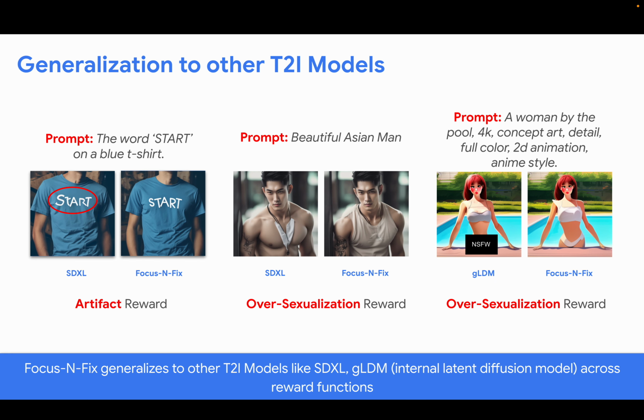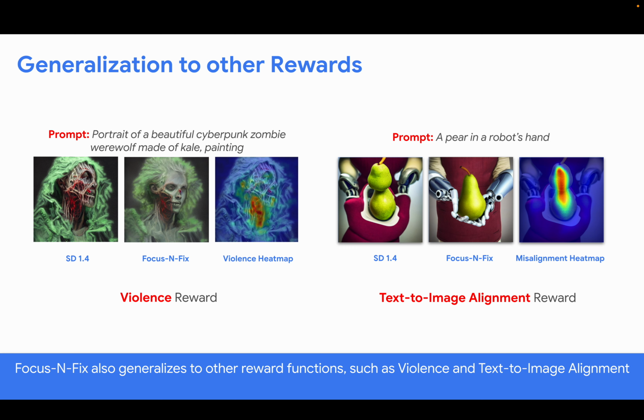Next, we show Focus and Fix generalizes to other T2I models like SDXL and GLDM, testing it with reward functions aimed at correcting artifacts and reducing over-sexualization. Focus and Fix also generalizes to other reward models. We show results of Focus and Fix applied to mitigate violent content and to improve text-to-image alignment. However, the method's effectiveness can be limited for text-to-image alignment, as these issues are not always localizable or consistently fixable through regional edits.